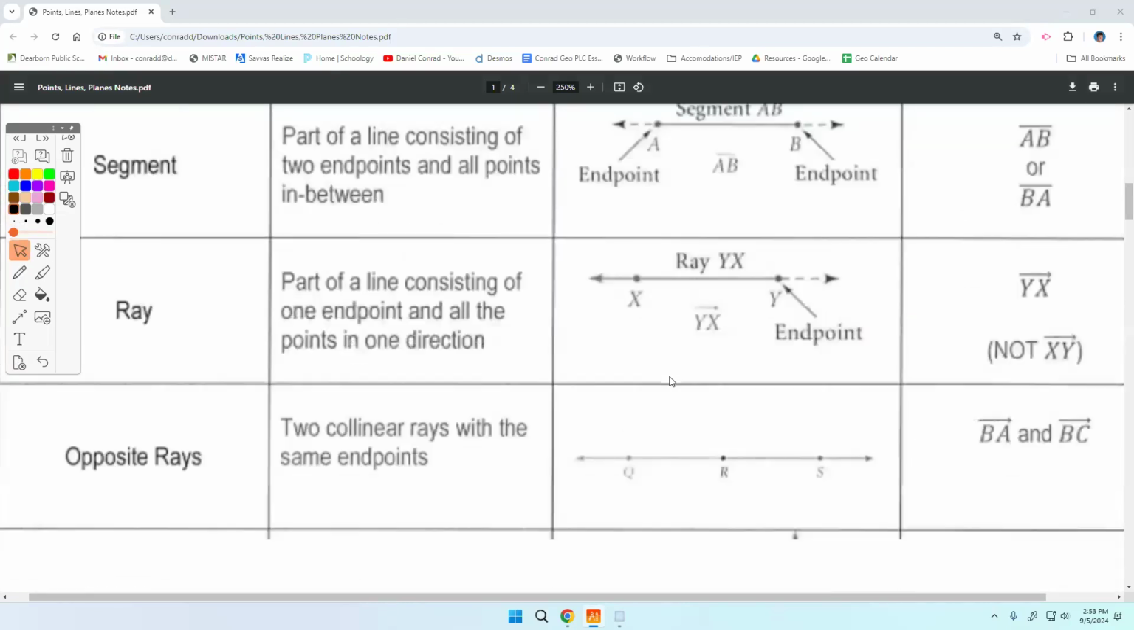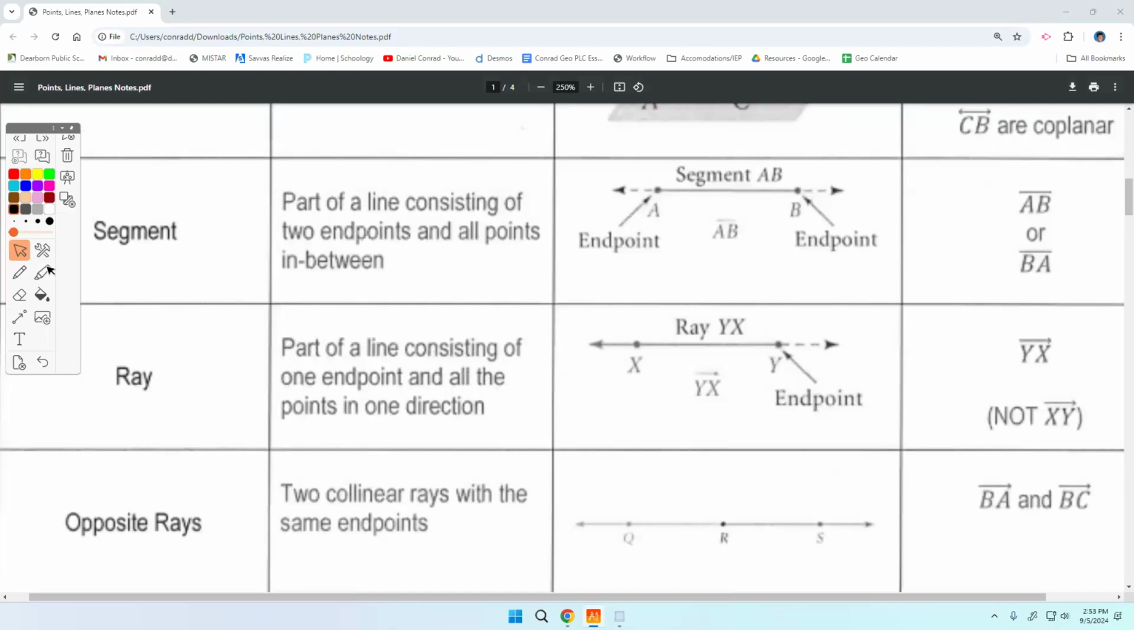All right, segments and rays. Segments and rays are parts of lines. They just don't extend forever in 2 directions. A segment just ends at the endpoints. So A and B are the endpoints, and all the points in between are part of that segment, but they don't extend forever. It's just this part of the line, the red part of the line. To name it, we put the 2 endpoints, and then we just put a bar over top. No arrows, just a bar.